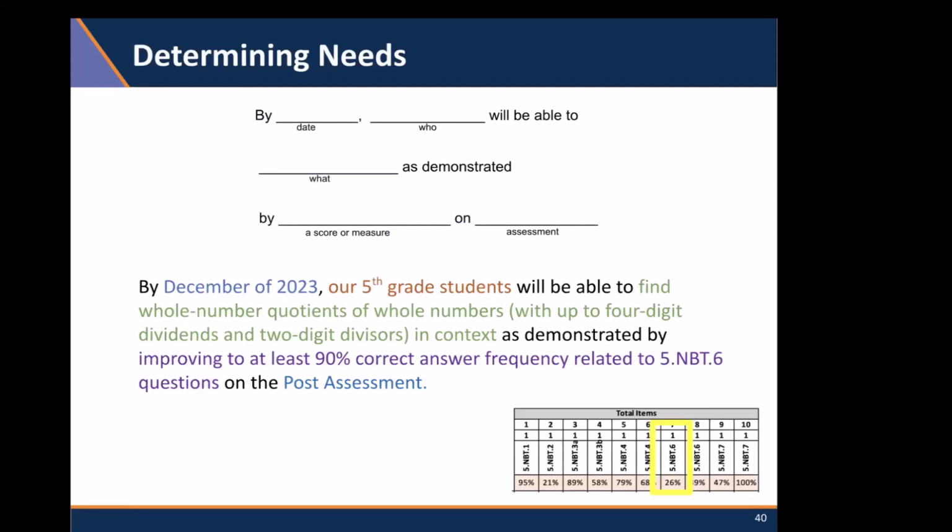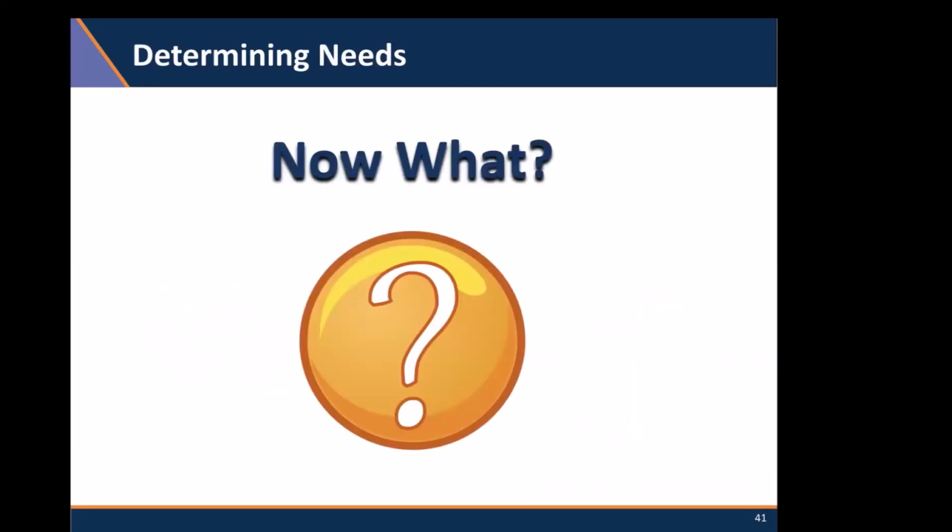We want to make sure our students are able to find whole number quotients with up to 4-digit dividends and 2-digit divisors in context. And we're going to do that. We're at 26%. We want to try to make it 90%. That's our goal.